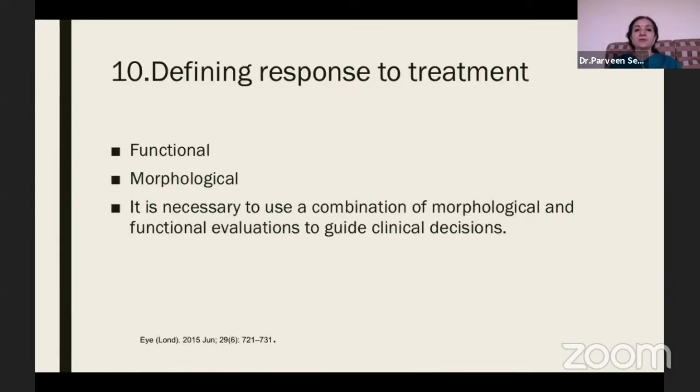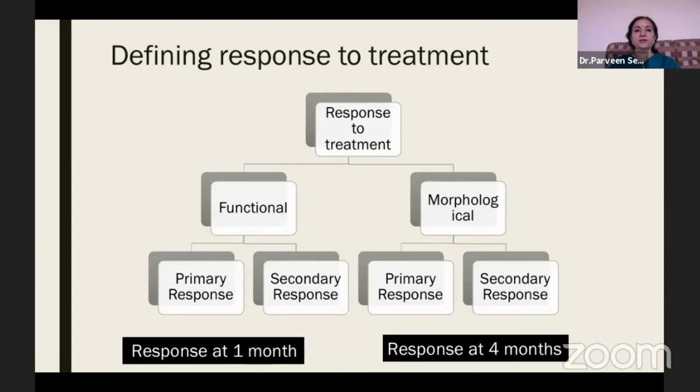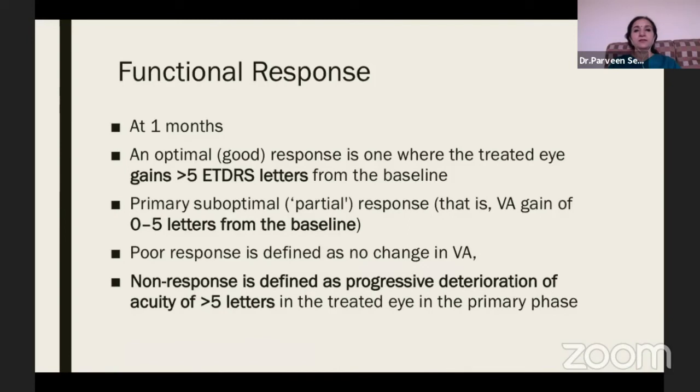And once you have initiated the response, how do you know whether the patient is responding or not? So you could have functional parameters, morphological parameters, or a combination of the two. Usually what I look at in the functional is the response at 1 month. You can also see the response at the end of 3 loading injections, which means the response at 4 months. So at 1 month, if you see that there is a more than 5 letter gain from baseline, which is a very good response.